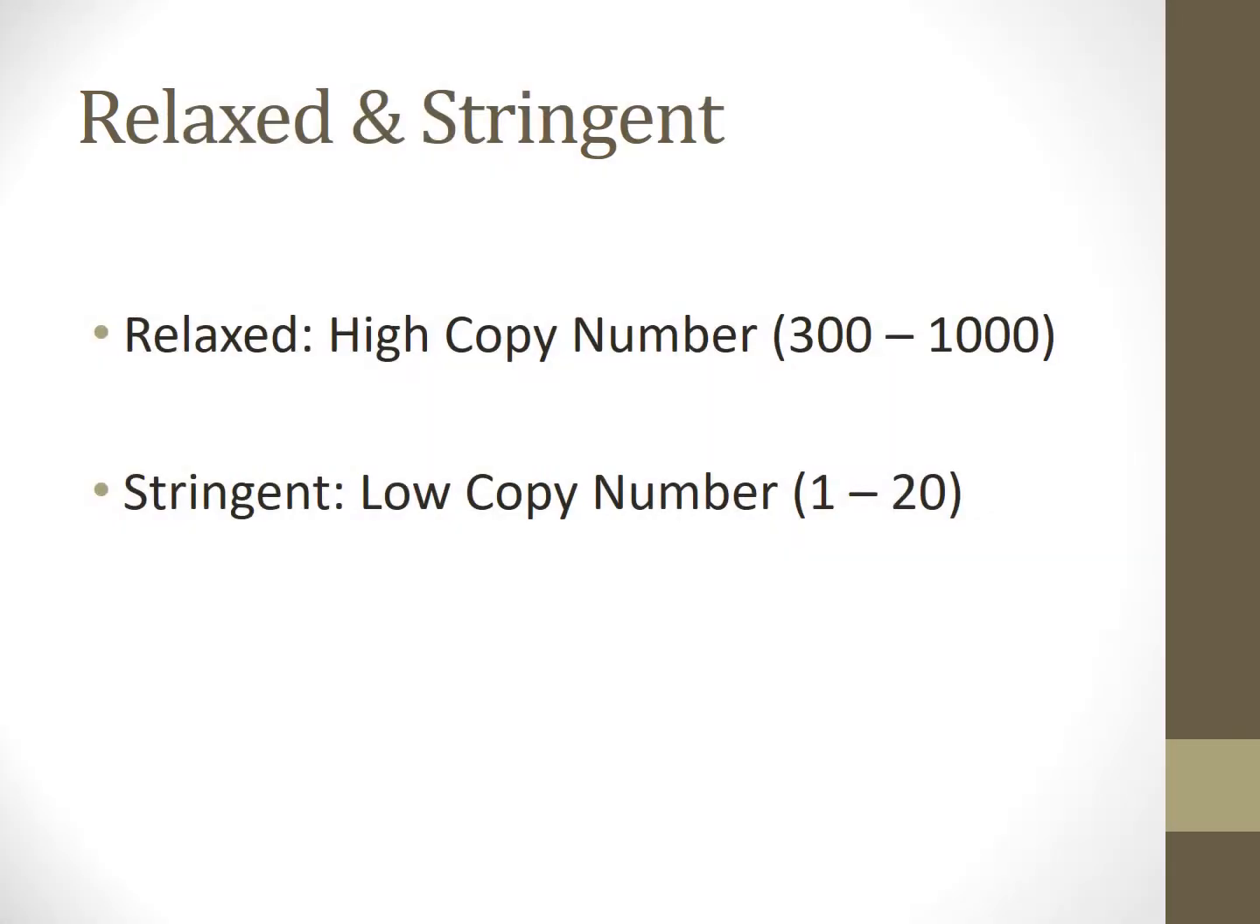Plasmids are classified as relaxed and stringent on the basis of their copy number per cell. Relaxed plasmids are present in a high copy number per cell, and stringent plasmids are present in a low copy number.